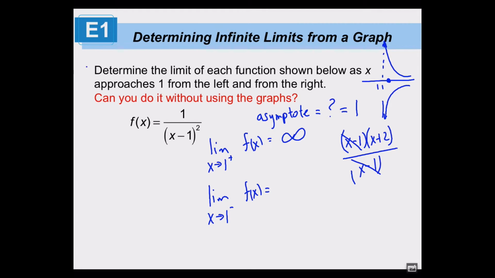Good. Can we just write that? No, that's it. You don't have to write increases without bound. That's just showing off, Dan.